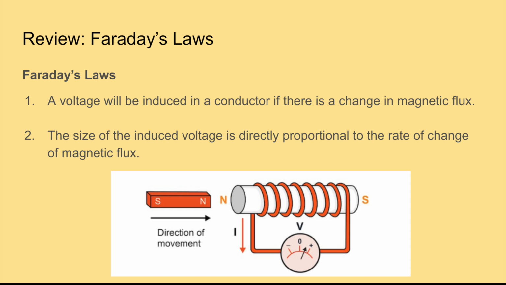The first one was basically saying that as long as there's a change in magnetic flux, a voltage will be induced. And the second one is the one that we have talked about the most in class, which states the size of the induced voltage is directly proportional to the rate of change of magnetic flux. We can see in this image there is a change in magnetic flux because the magnet is being moved in towards the solenoid, which is inducing a voltage.